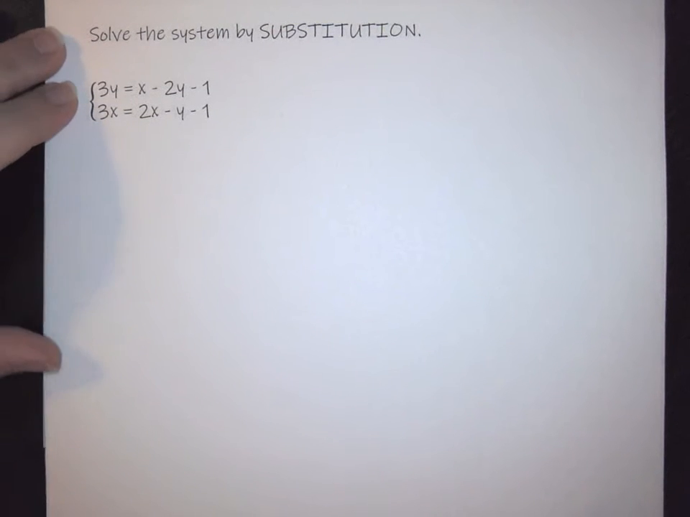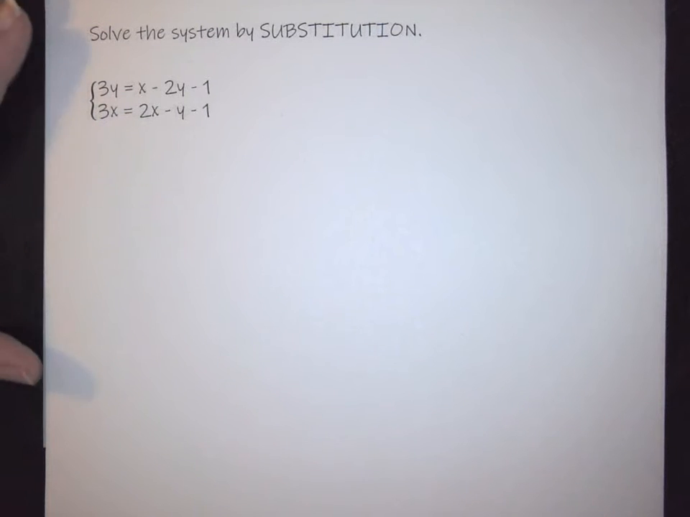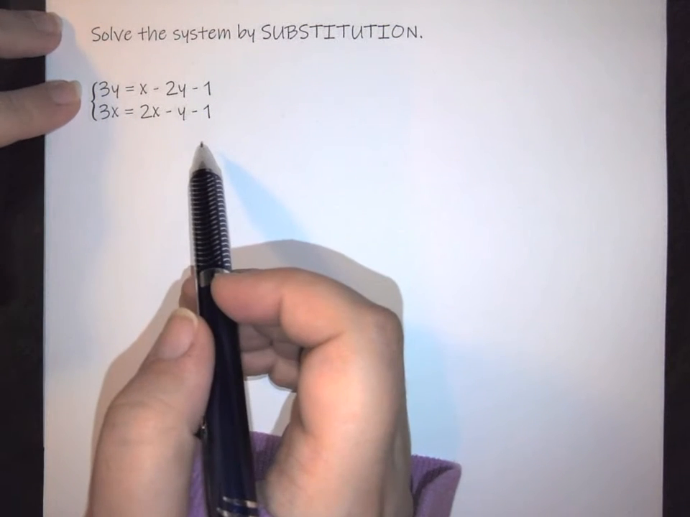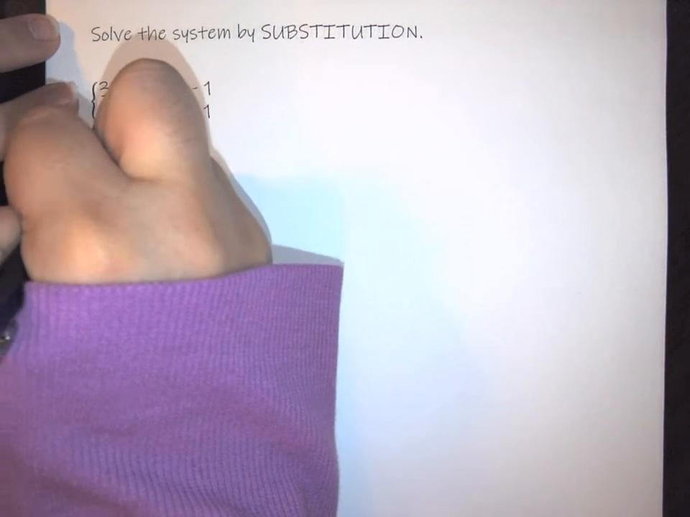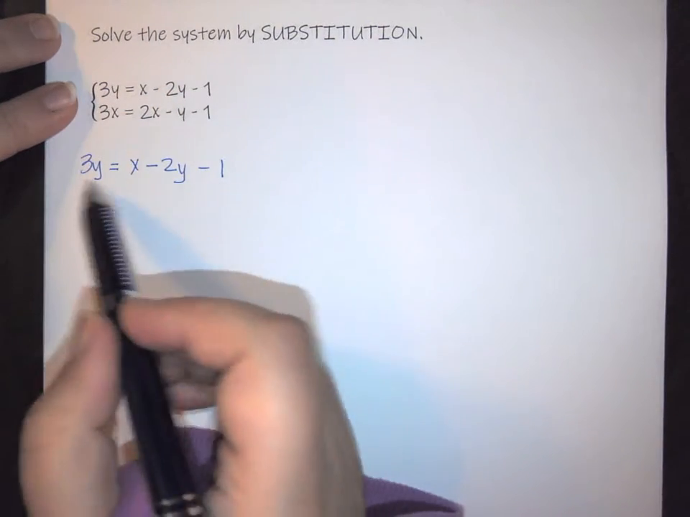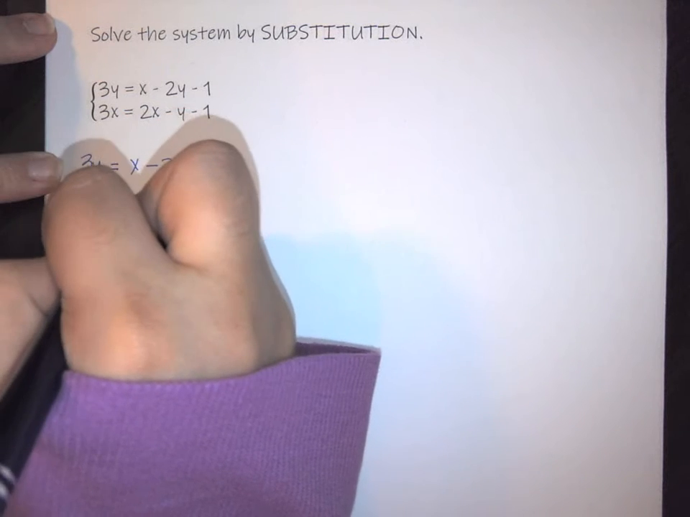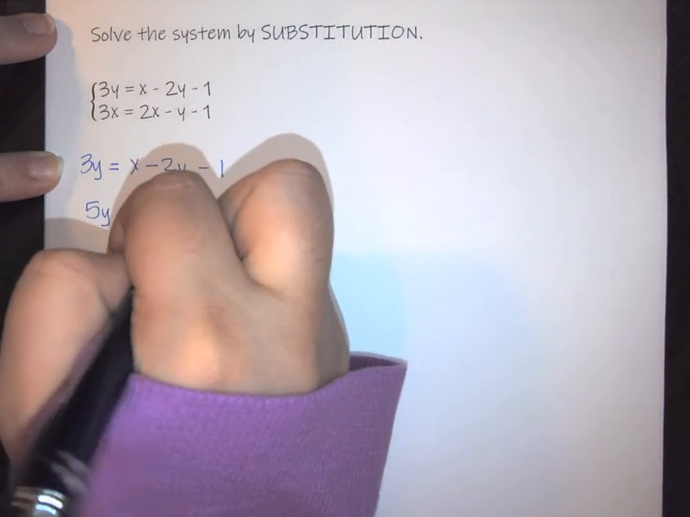The first thing that I need to do to set myself up is take these equations and combine my like terms. I want to do that because I want to make sure that when I'm working with my systems to solve, I can actually solve them the way that I need to. So I'm going to start with 3y equals x minus 2y minus 1. I'm going to combine my y's, so I'm going to move that 2 over. 3 plus 2 gives you that 5y is equal to x minus 1.